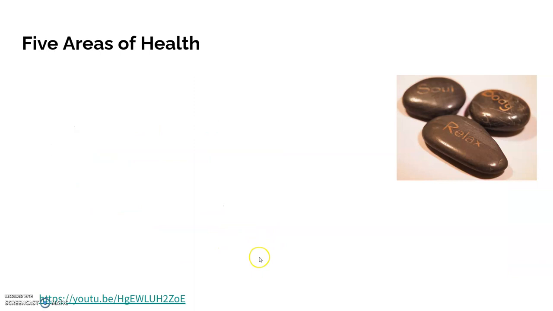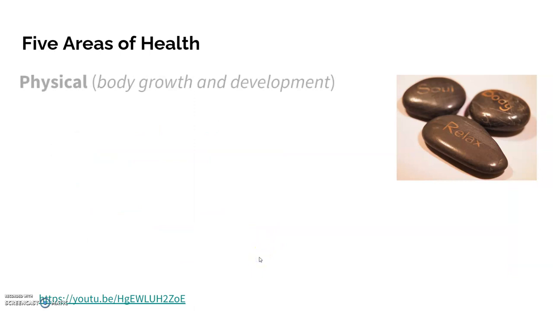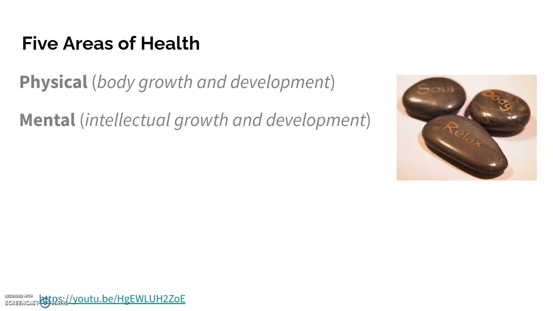So when it comes to health, we can break it down into 5 different areas. Physical, that is our body, that is our physical overall appearance, our physical health, our exercising, the development of our bodies over the course of time in order to have a physical, healthy body.